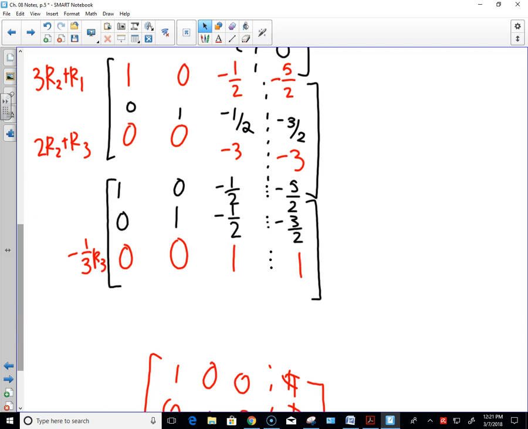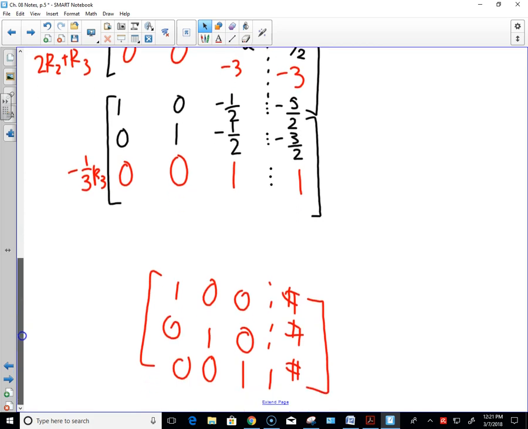Divided or multiplied by the reciprocal. Now, this is technically in row echelon form. If you were to stop here, we would still have to back substitute and write 1x minus 1/2 z equals, and 1y minus 1/2 z equals, and z equals, and plug in and solve. But remember, our objective is not to stop. This is our REF, row echelon form.